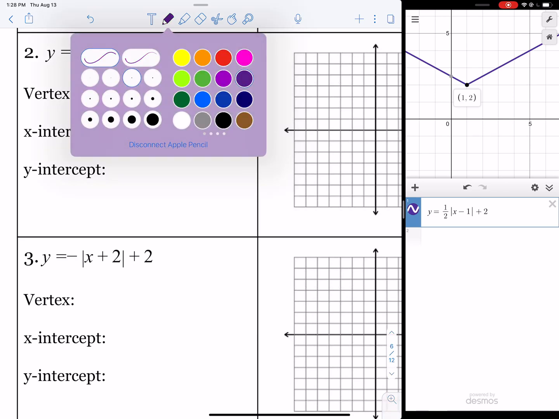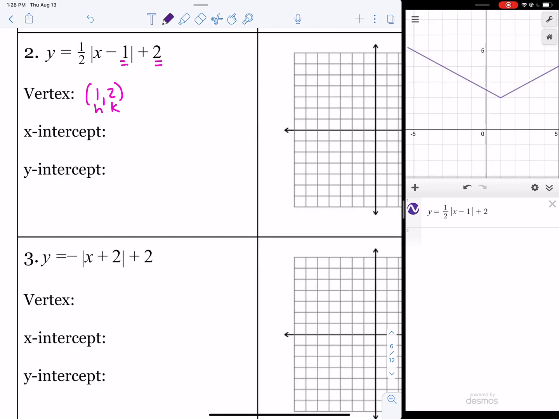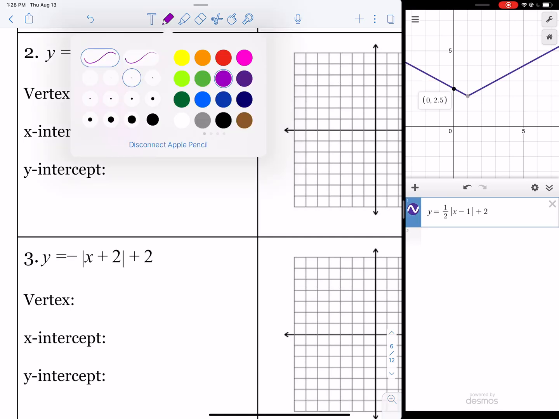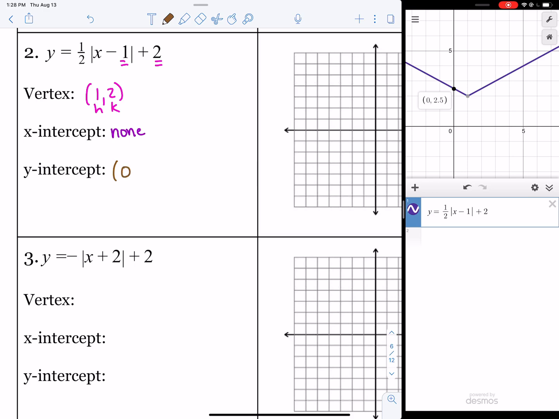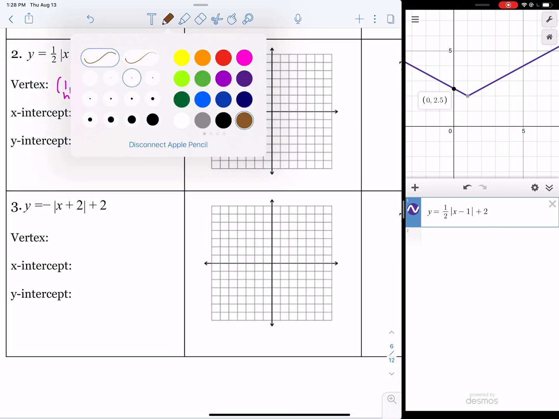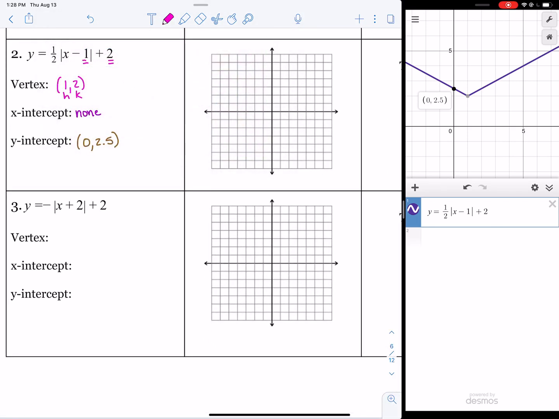Your x-intercept, if you look at this graph, it does not have any x-intercepts because it does not cross over the x-axis. So we'll put none, or NA is okay. And your y-intercept, just click on where it crosses the y-axis, and that is 0, 2.5. Okay, so let's plot our graph using some of these points. So go to 1, 2 to put your vertex. Let's go to 0, 2.5 to plot the y-intercept.